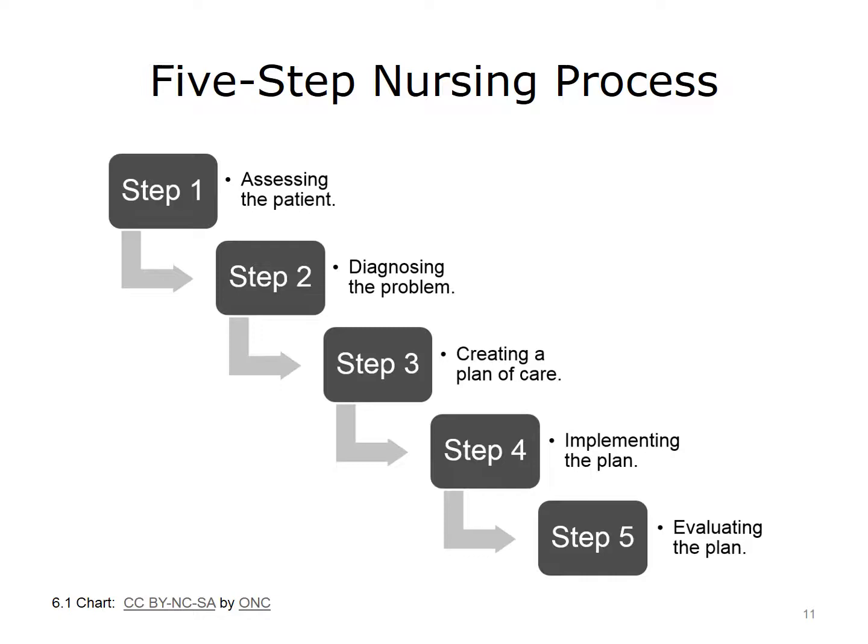The nursing process has 5 steps: assessing the patient, diagnosing the problem, creating a plan of care, implementing the plan, and evaluating how well the plan works. The following slides explain each step of the process. The nurse must document all steps of the nursing process in the plan of care so that other healthcare providers who care for the patient can then follow the plan. The plan of care can also be used to evaluate how well treatment is working.